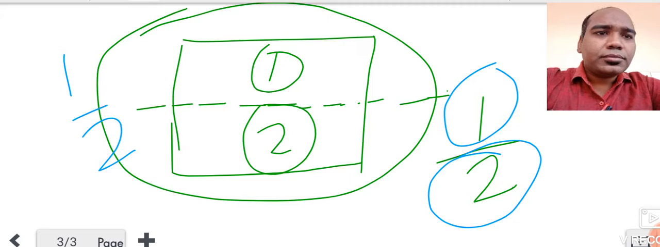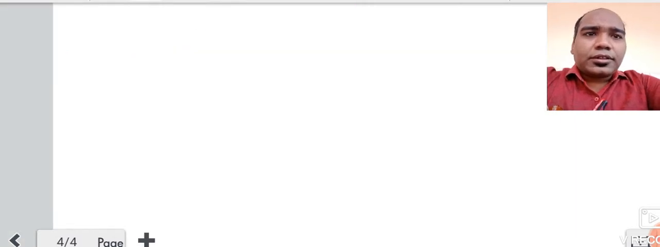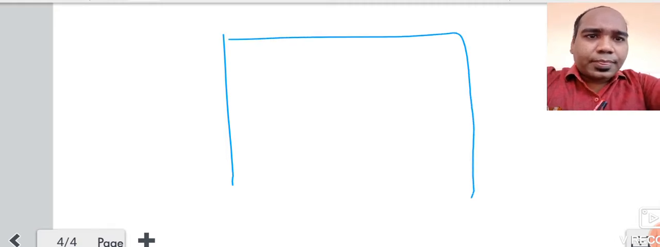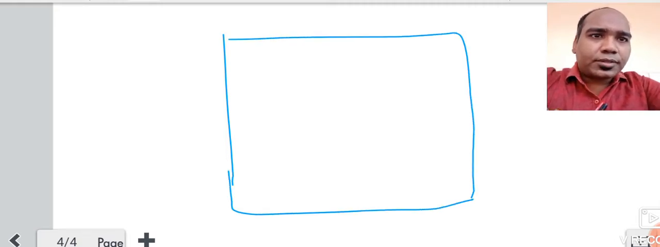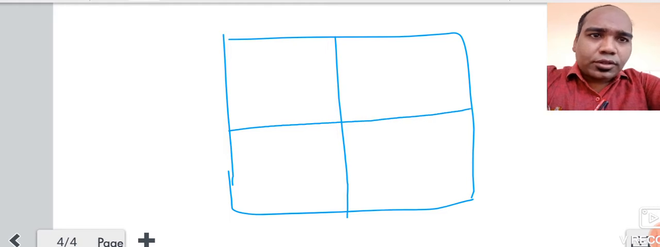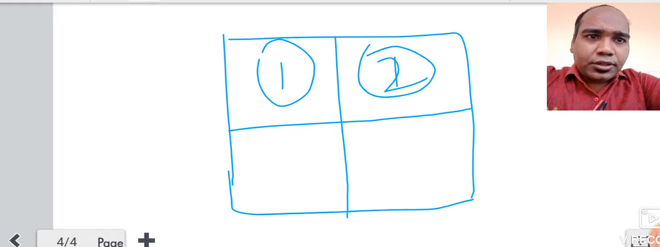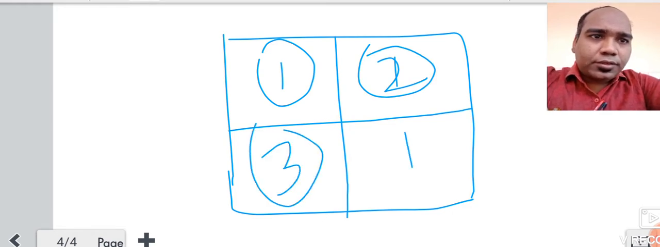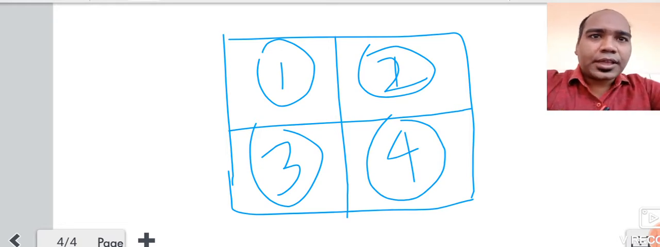Okay. Now I'll take another example. Suppose one page is there. Now I'll cut this page into four equal parts. One part is this one, second part this one, third part this one, and this one is the fourth part. Okay. So total how many parts? I have divided this page in total 4 parts.